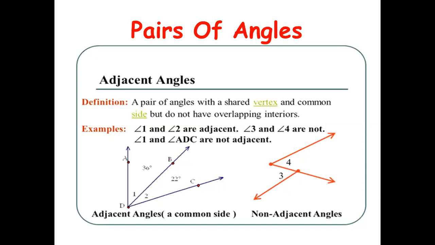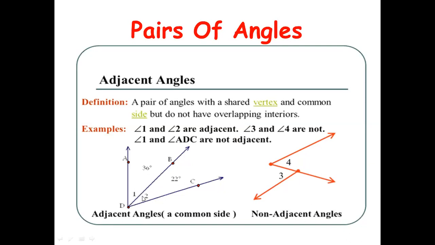Now this can be a straight angle, an obtuse angle, an acute angle, or a right angle. It can be any angle, but it has to be divided in two parts. So it doesn't matter what kind of angle they are. If they are divided in two parts and they share the same vertex, then it is an adjacent angle.